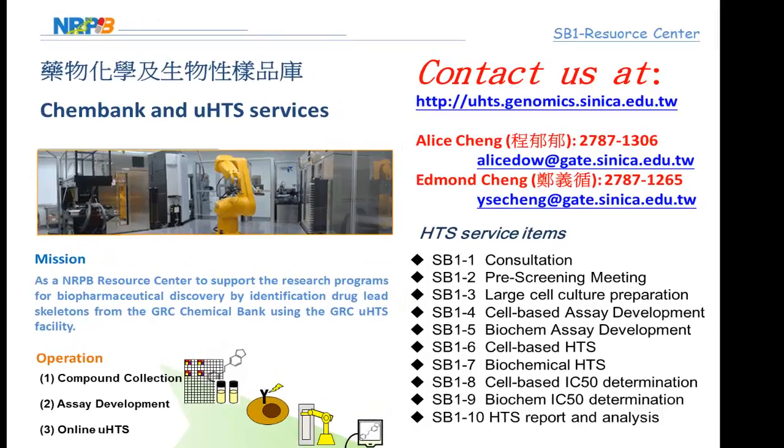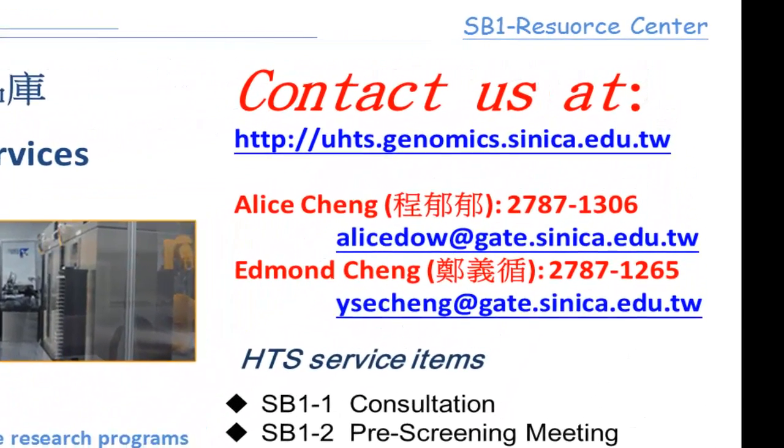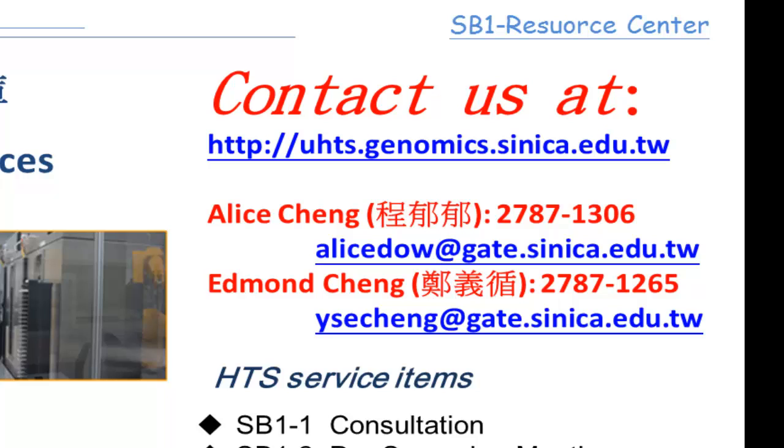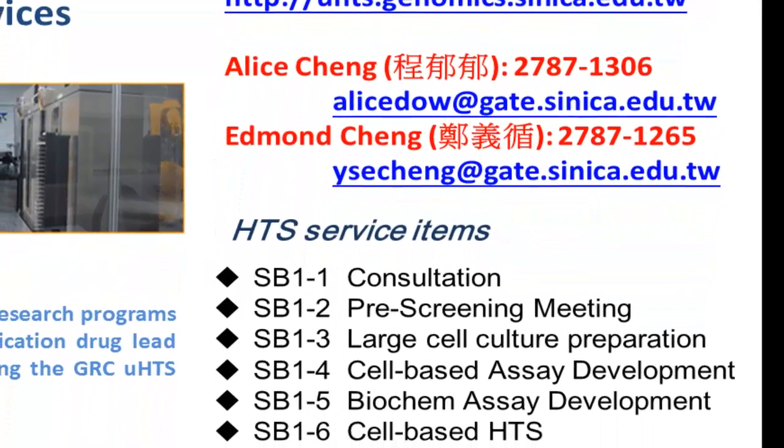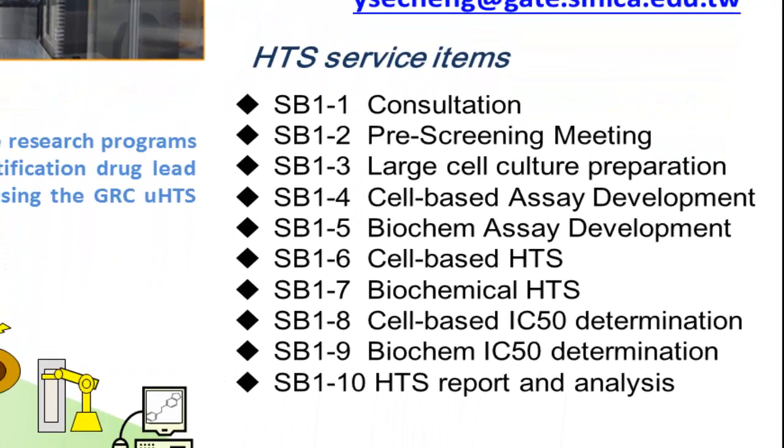This slide illustrates the contact information for getting service from us and the items or services we offer. On the right-hand corner of this slide, as you can see, are listed the high throughput services. We do consultation, and we also hold pre-screening meetings. And if your high throughput screening is a cell-based assay, we can help you grow a large amount of cells for the development and screening.